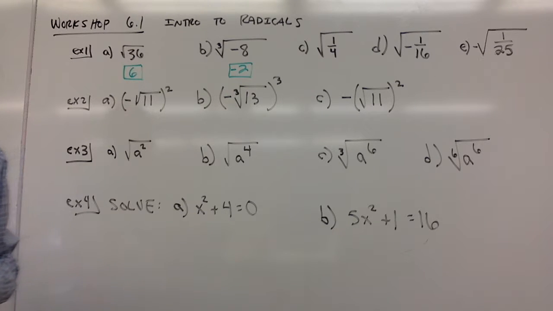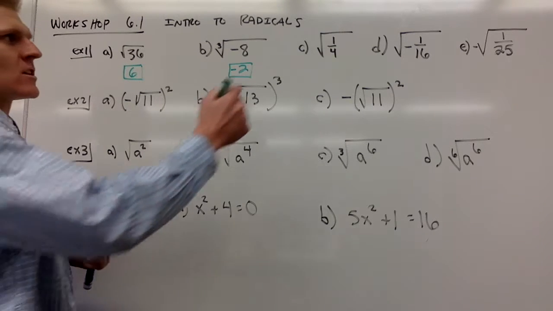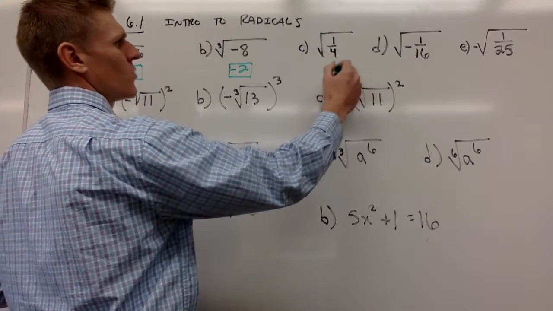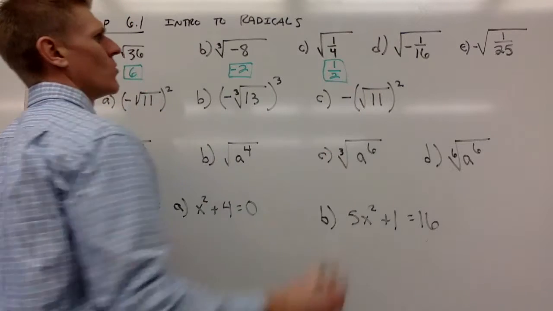In C, the square root of 1/4, when you take the square root of a fraction, you just take the square root of the top and the square root of the bottom. The square root of 1 is 1. The square root of 4 is 2. So 1/2.